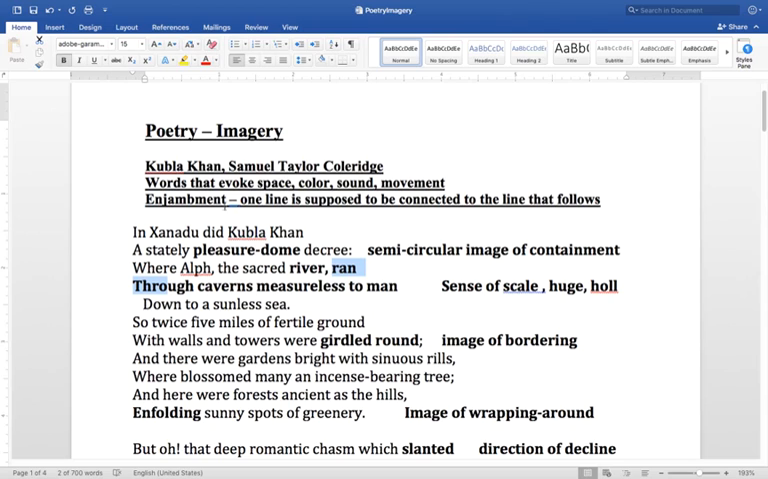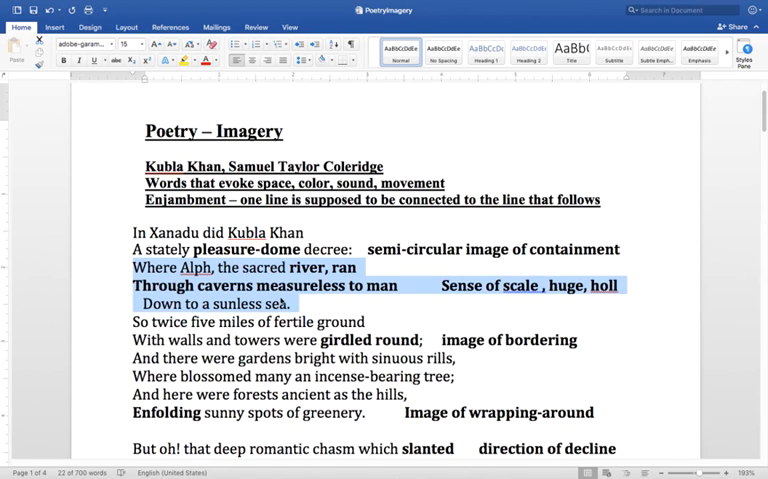And one of the reasons for using enjambment is to give a sense of continuity. And in this case, Coleridge wants the river to continue, right? Not just to start in one line, but to continue through these caverns. And not only through the caverns, but notice how this line, the man line, is enjambed with the next line, the down to a sunless sea line. Here's enjambment in line number 3, enjambment in line number 4, where Alph, the sacred river, ran through caverns measureless to man down to a sunless sea.